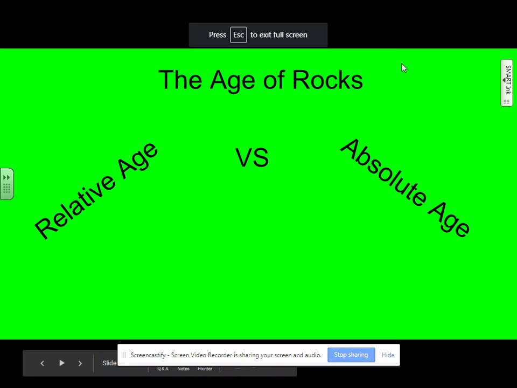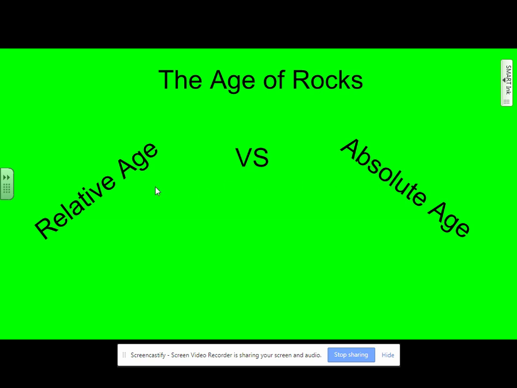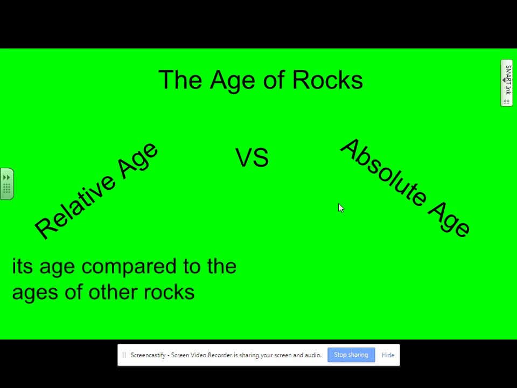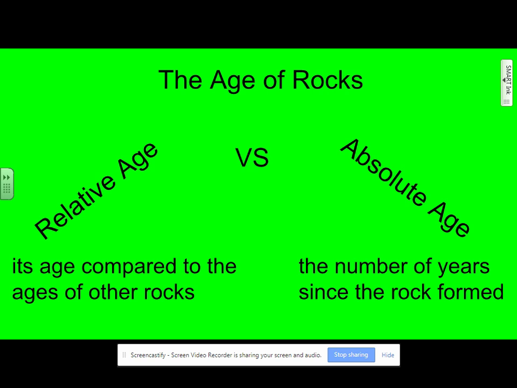So we're going to end up discussing both of these ways that you can talk about the age of a rock. You can do relative age and you can do absolute age. So the relative age is the age of a rock compared to the ages of other rocks around it. You don't give any exact numbers. You just say like this rock is older compared to this other rock or younger. Absolute age is the exact number of years since the rock formed.